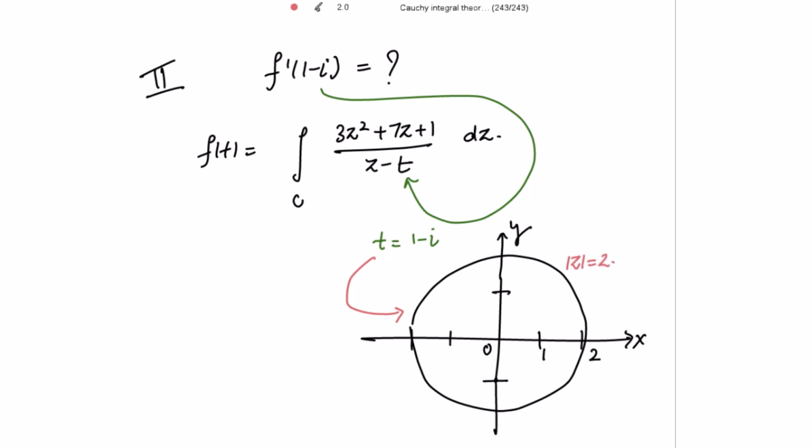1 minus iota means the real part is 1 and the imaginary part is negative 1. So the point lies over here. This is the point t equal to 1 minus iota. Yes, this point is lying inside the circle, right? Because this point lies inside the circle, we have to consider our function phi z to be the numerator only, right?